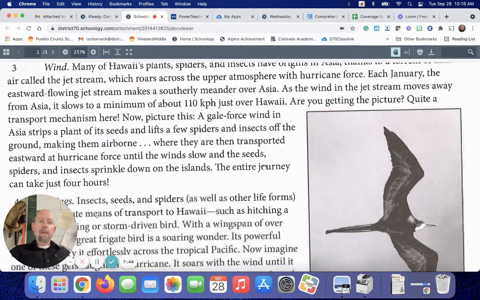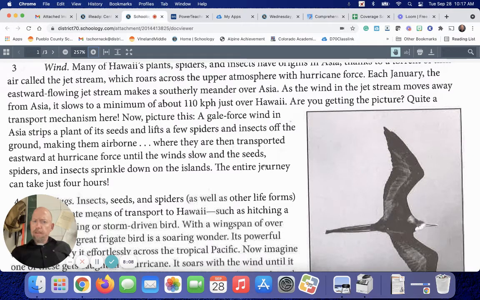Each January, the eastward flowing jet stream makes a southerly meander over Asia. As the wind in the jet stream moves away from Asia, it slows to a minimum of about 110 kilometers per hour just over Hawaii. Are you getting the picture? Quite a transport mechanism here.